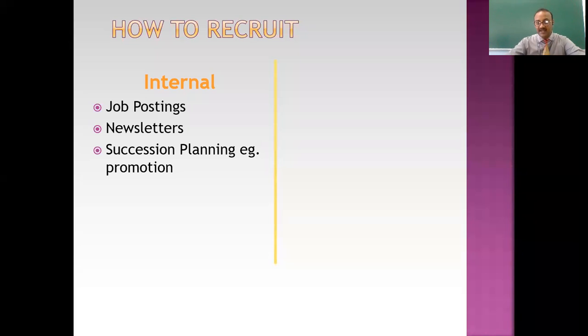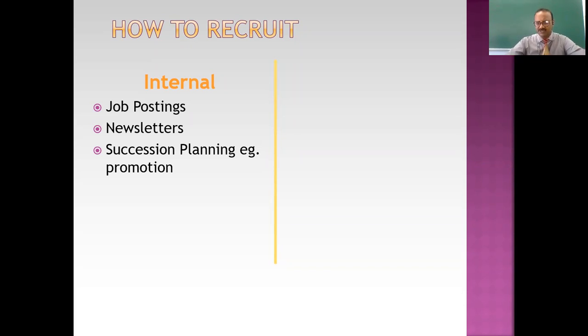And then very importantly, organizations also do something called succession planning. Succession planning is grooming your junior level employees for mid-level jobs and mid-level employees for senior level jobs over a period of time. So that is what we do with promotion.